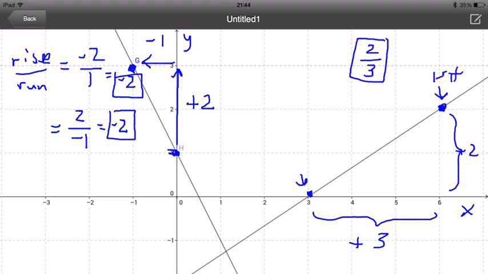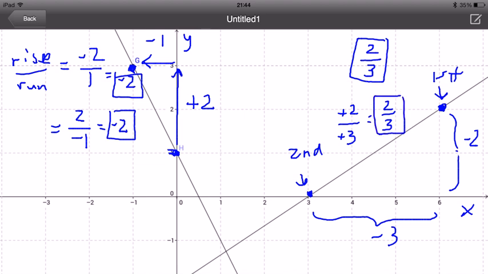Now, instead of positive 2 and positive 3, we get the opposite, because to go from the first point to the second point, we need to go down 2, and then we go left 3. So in that case, the rise would be negative 2, the run would be negative 3, and a negative number divided by a negative number gives you a positive number. So the gradient still turns out to be 2/3.